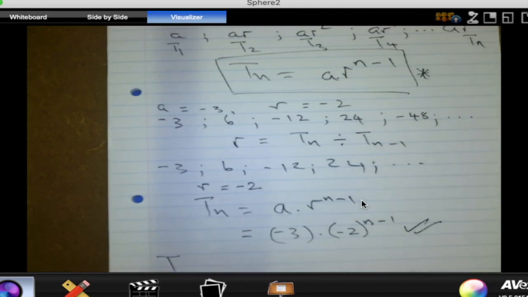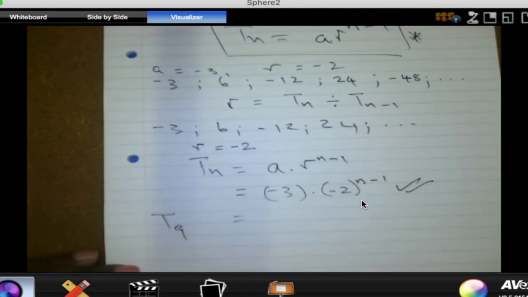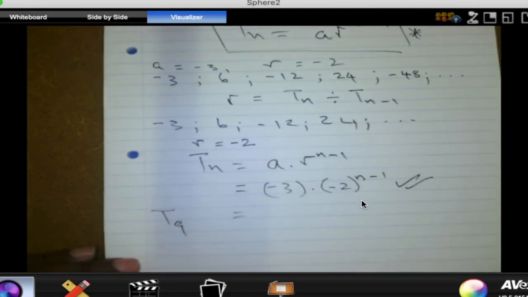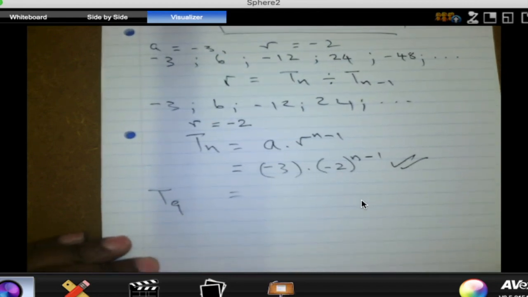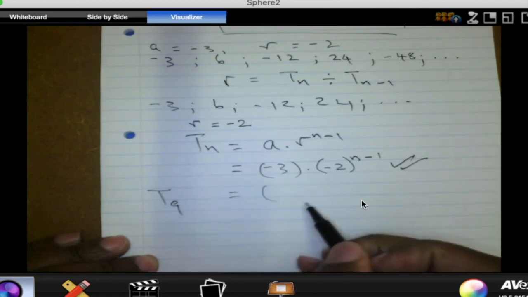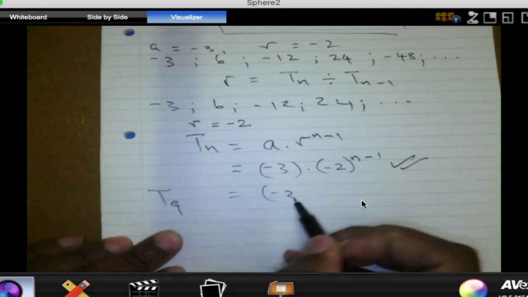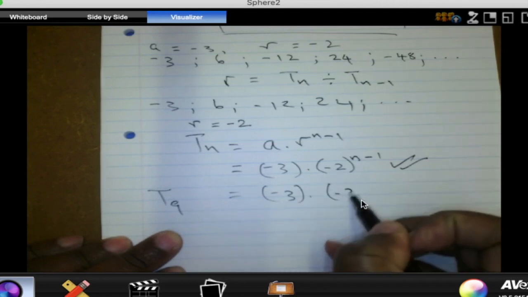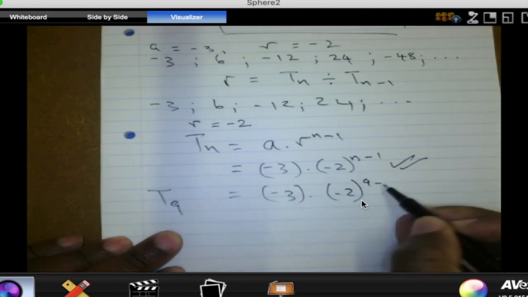Suppose we go on to say find T, maybe T9. So to work out T9, what do we do? How do we get T9? Yes. Substitute the 9 into n. Yeah, so just replace n with 9. So this becomes negative 3 multiplied by negative 2 to the power of 9 minus 1.